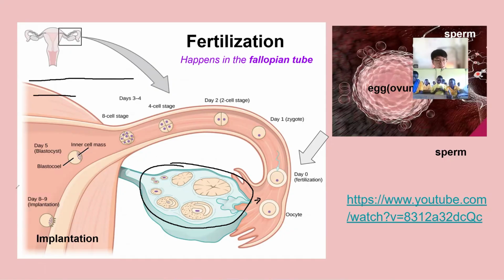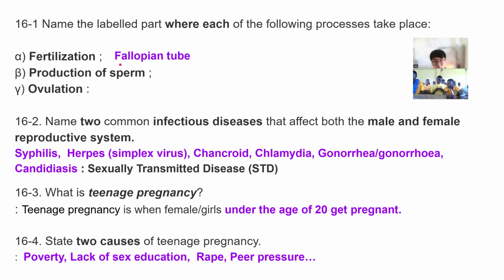So fertilization happens in the fallopian tube, production of sperm happens in the testes, and ovulation occurs in the ovaries. So these are the three functions and places where each of these happen. So it is important to know.